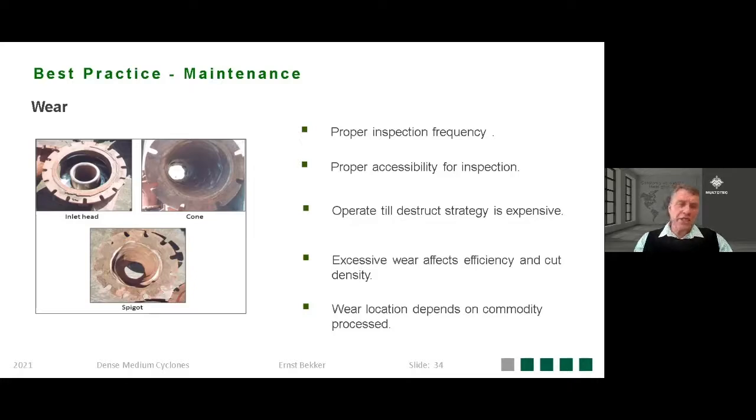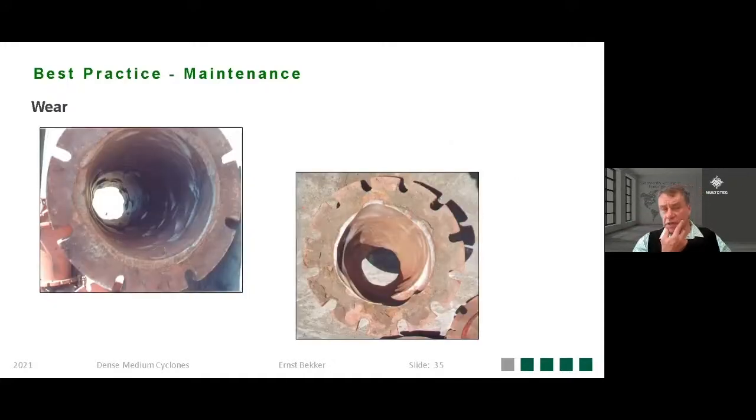And then the wear locations on the cyclone depend on the type of commodity that you're treating. For most of the commodities, you have highest wear at the spigot, and it works its way up the cyclone. But in other commodities, like diamonds, you have a very low mass yield to the spigot, so most of the wear takes place inside the cyclone.